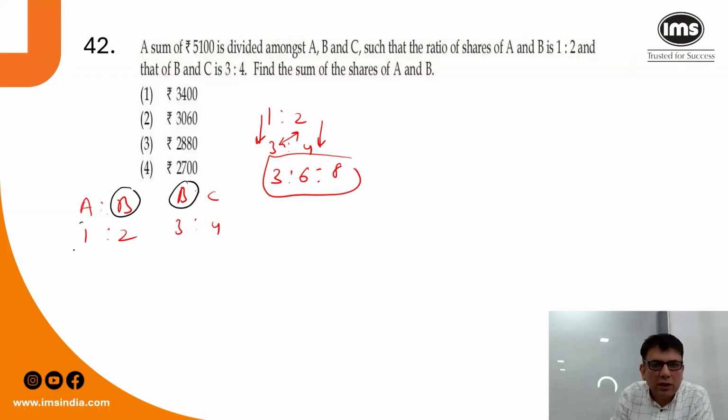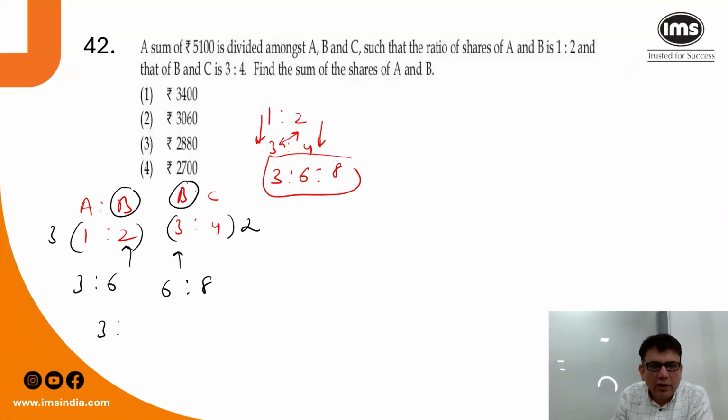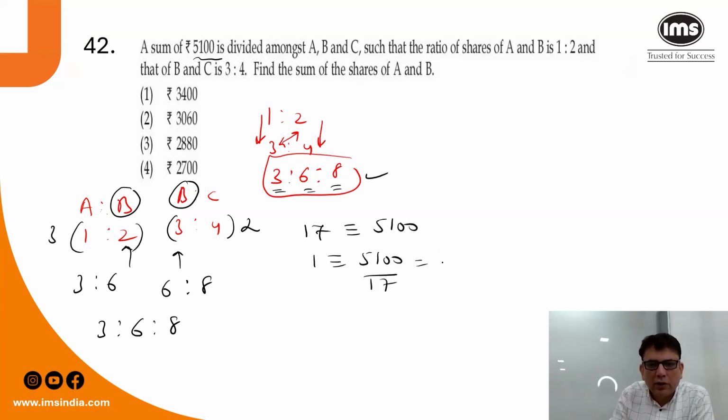The common term is B, so we'll multiply this by 3. LCM of 2 and 3 is 6, and we'll multiply this by 2, so that the term B becomes 6. So this becomes 3:6, this becomes 6:8. So finally A is to B is to C is 3:6:8. So both ways I have done. So these are the shares of all these three. Total sum is 5100. Total parts are 3 plus 6, 9, 9 plus 8, 17. 17 parts are equivalent to 5100. One part is equivalent to 5100 by 17, which is 300.